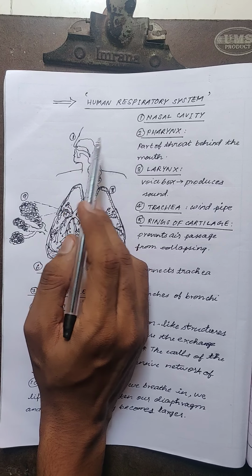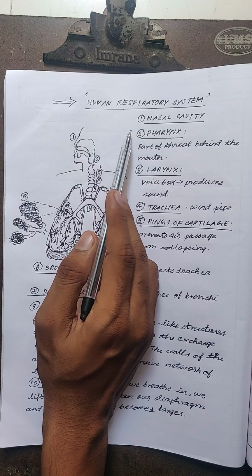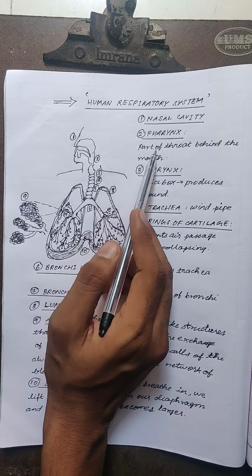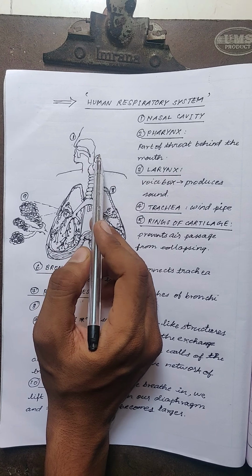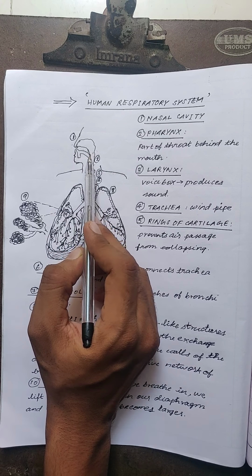So we have two parts in the nasal cavity: one is fine hairs and the other one is mucus. The second part is the pharynx. The pharynx is the part of the throat that is behind the mouth. Just behind the mouth we have the part of the throat, right? So this part that is just behind the mouth is known as the pharynx.